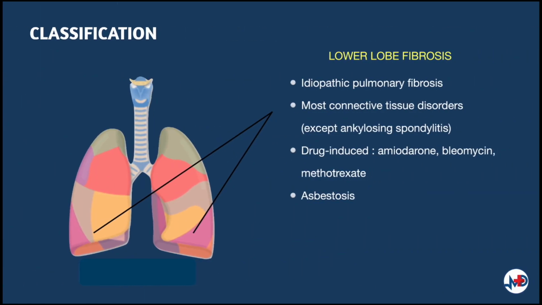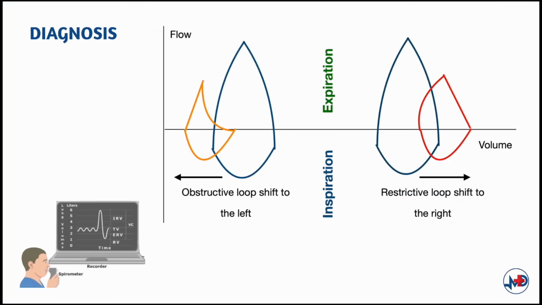How about fibrosis affecting the lower zones? As mentioned earlier, causes like idiopathic pulmonary fibrosis, drug-induced causes secondary to amiodarone, bleomycin or methotrexate, most connective tissue disorders except ankylosing spondylitis, and finally asbestosis. If we look at the spirometry pattern of the pulmonary function test done for patients with interstitial lung fibrosis or interstitial lung disease, typically you would expect to see a low DLCO. Most show a restrictive pattern of disease.